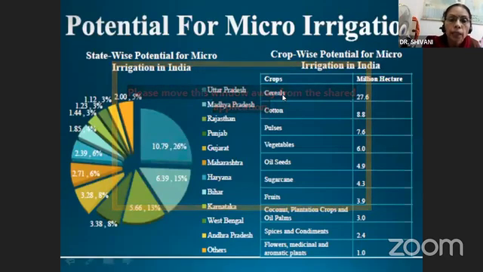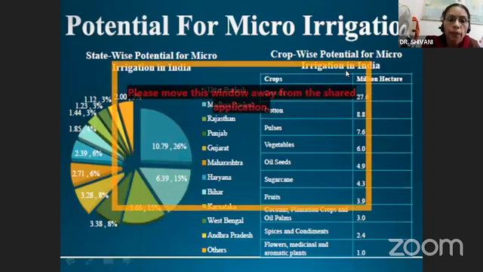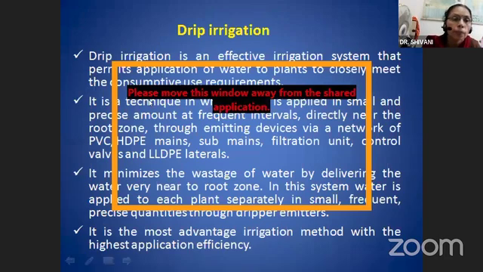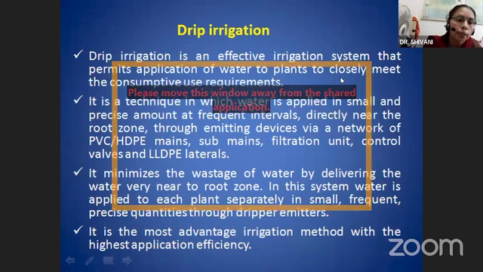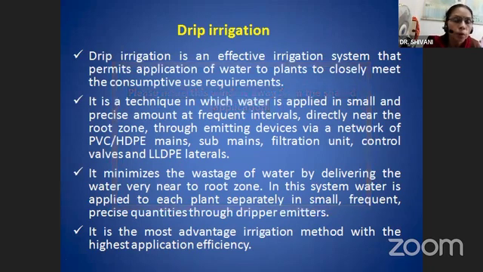Here we can see that 27.6 million hectare of cereal area is covered, where micro irrigation is being used. There are so many micro irrigation methods, but drip irrigation is an effective irrigation system that permits application of water to plants to closely meet the consumptive use requirements. It is a technique in which water is applied in small and precise amounts at frequent intervals.